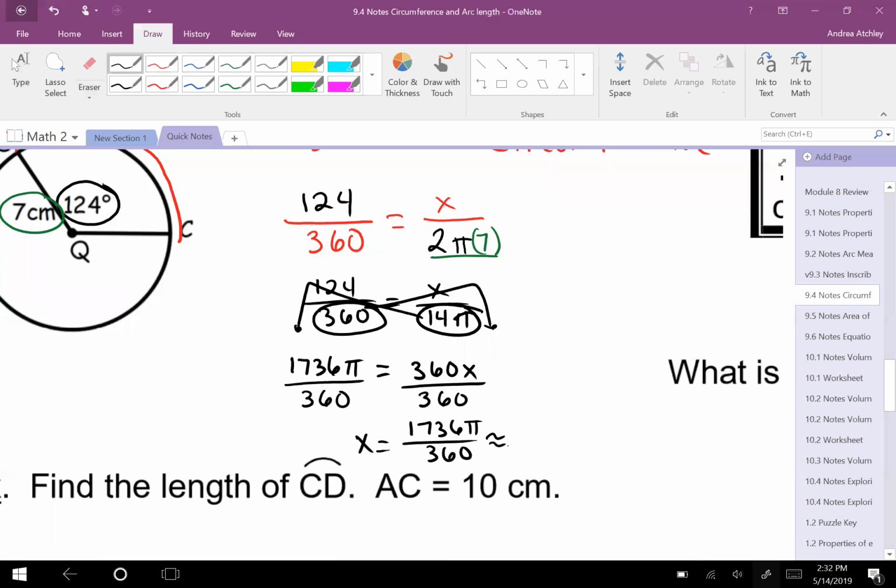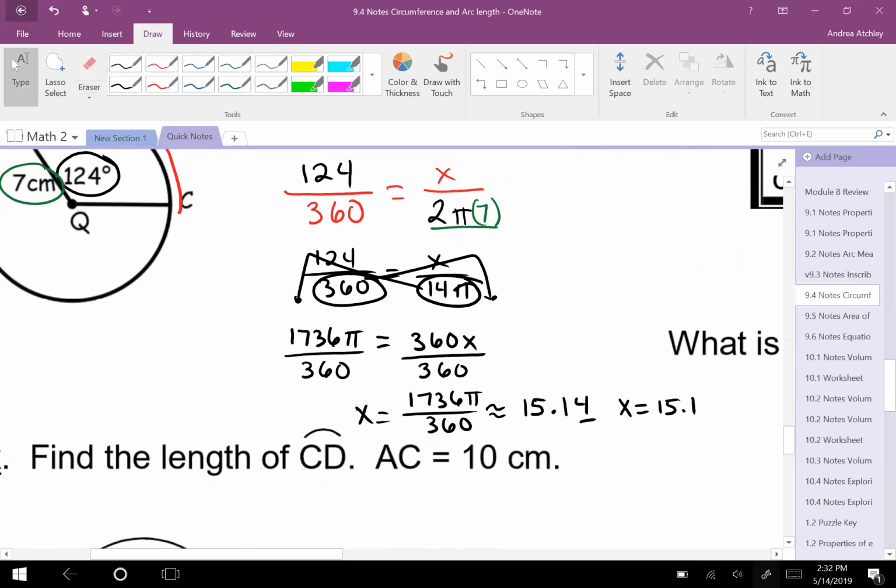And that gives me about 15.14. The 4 does not make the 1 move up, so the arc length is 15.1, and this is centimeters.